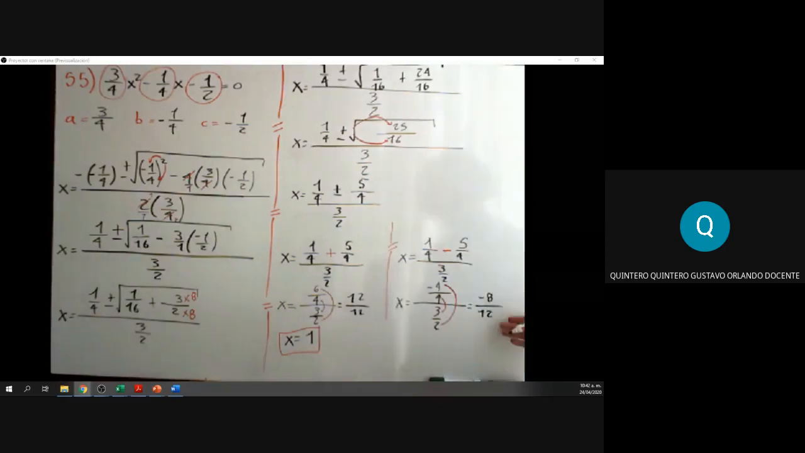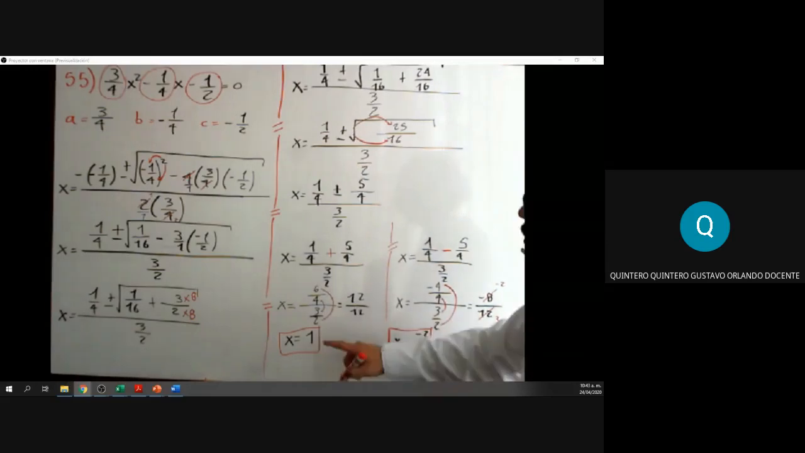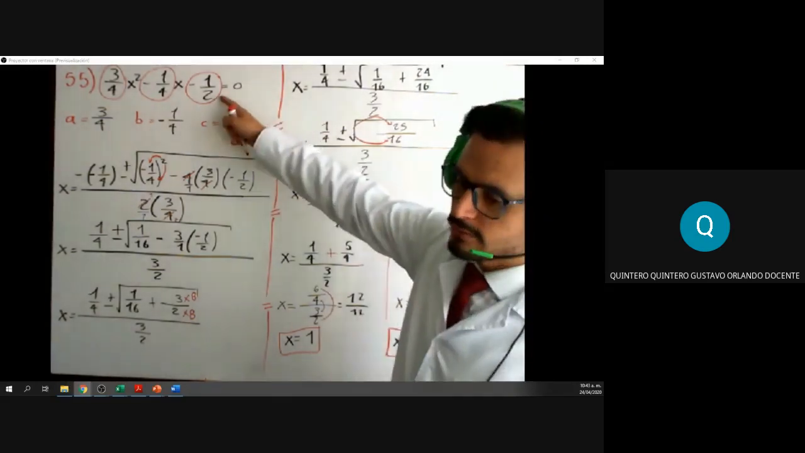Okay, in this case, it was a fraction, but it wasn't a 1 like in here, but we can simplify this. If we simplify, we can divide by 4 and divide by 4 here. If we divide by 4, we're going to have -2. And if we divide by 4, we're going to have 3. So the second solution of x will be -2/3. Look at that. Two solutions for our equation.